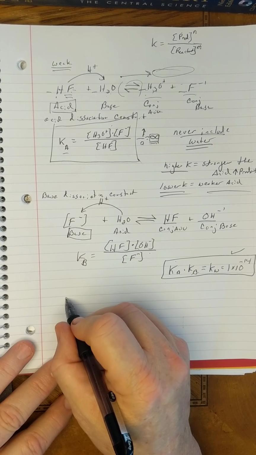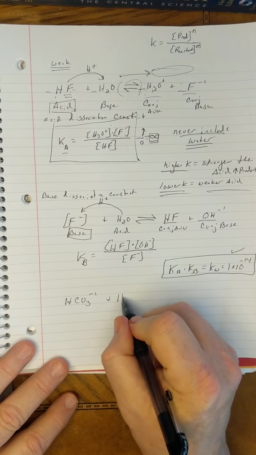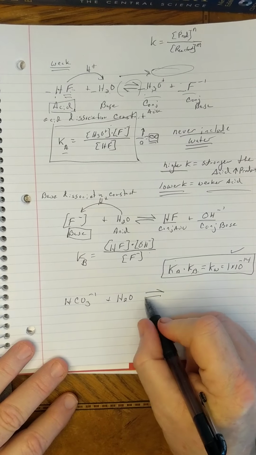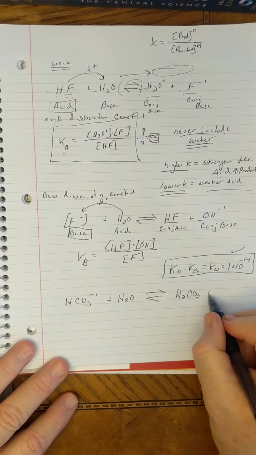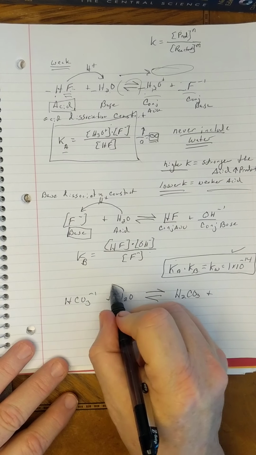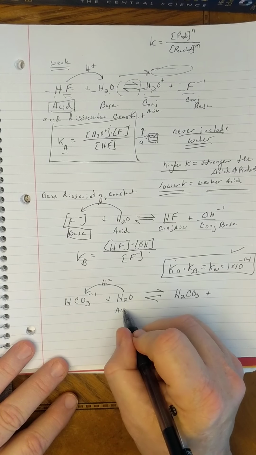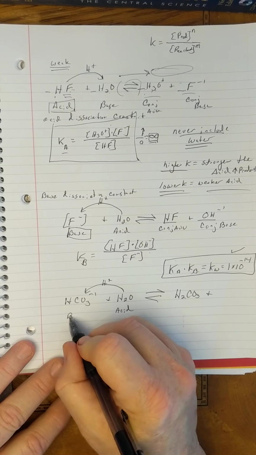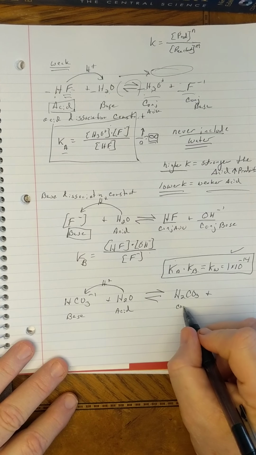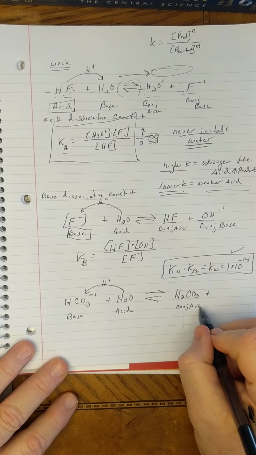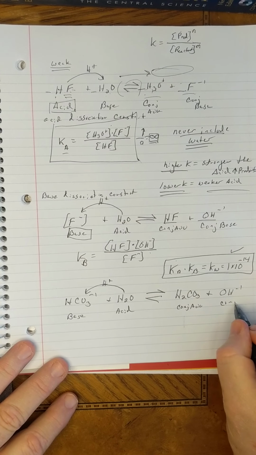I'll do one more. If I had HCO3- and I react that with water, and say my product is H2CO3. If it's H2CO3, then the H went that way. Water acted as an acid. HCO3- was acting as a base. This would be my conjugate acid plus hydroxide, conjugate base.